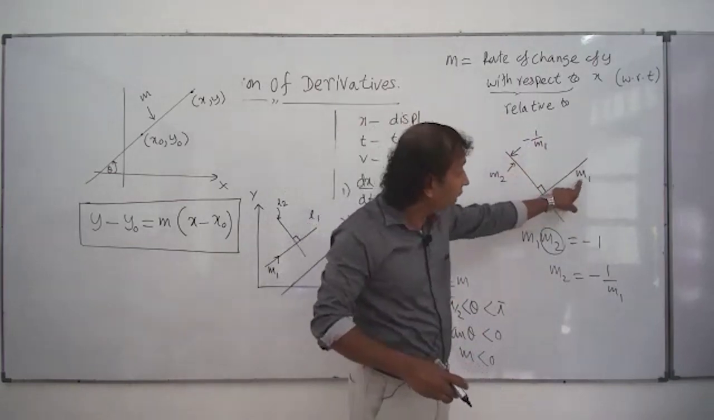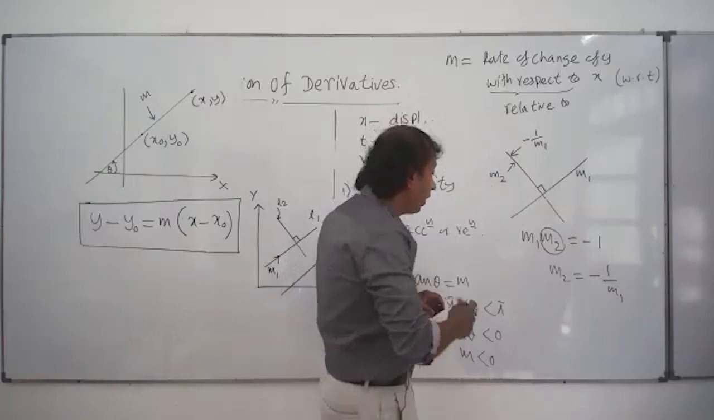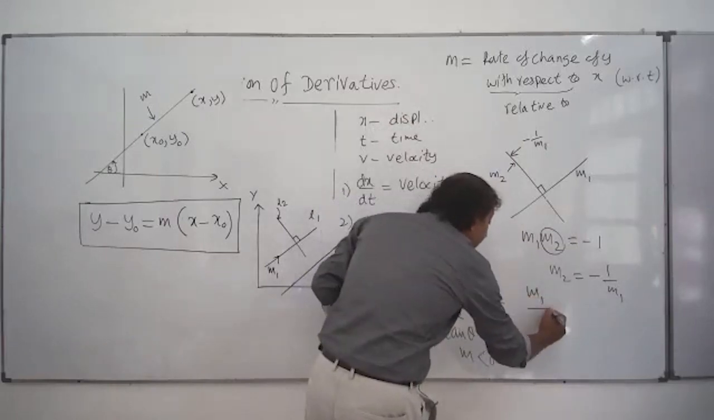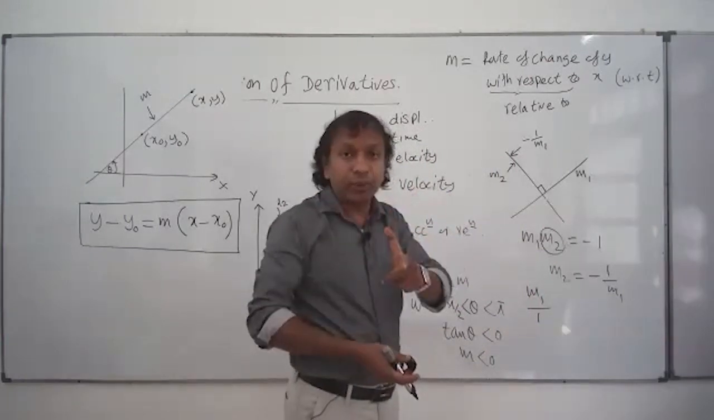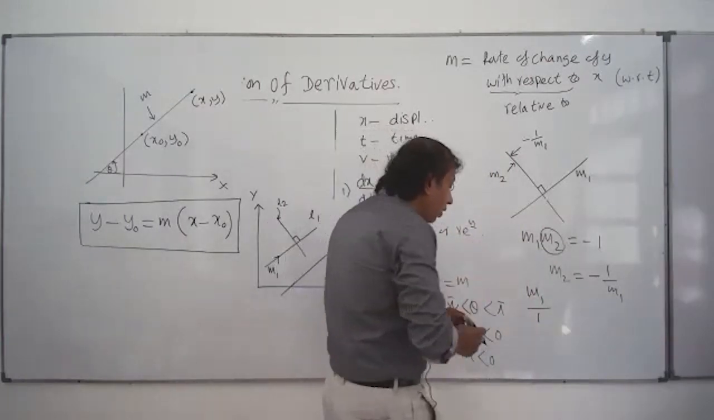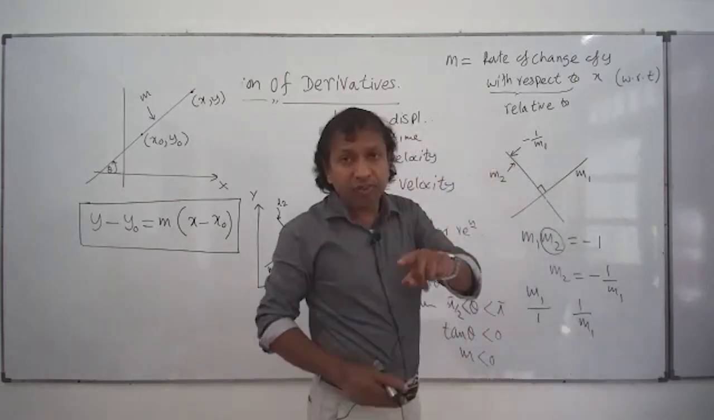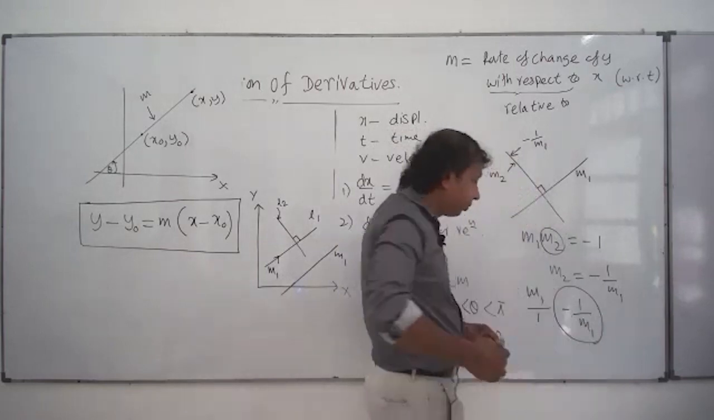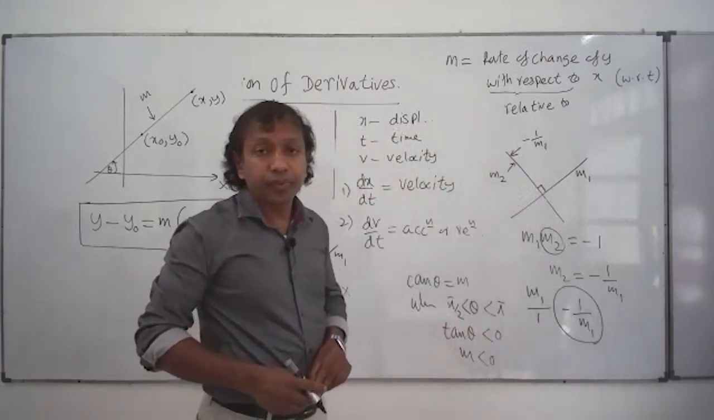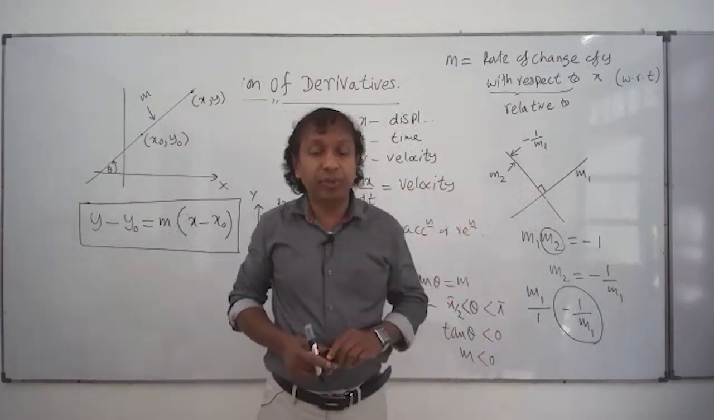How? This gradient M1, first we take the reciprocal. People, when I write M1, what is that? It is M1 by 1. No? Take reciprocal. Reciprocal means what? 1 upon M1. And multiply by minus sign, like this here. 1 upon M1 multiplied by minus sign. So then we get the gradient of the perpendicular line.